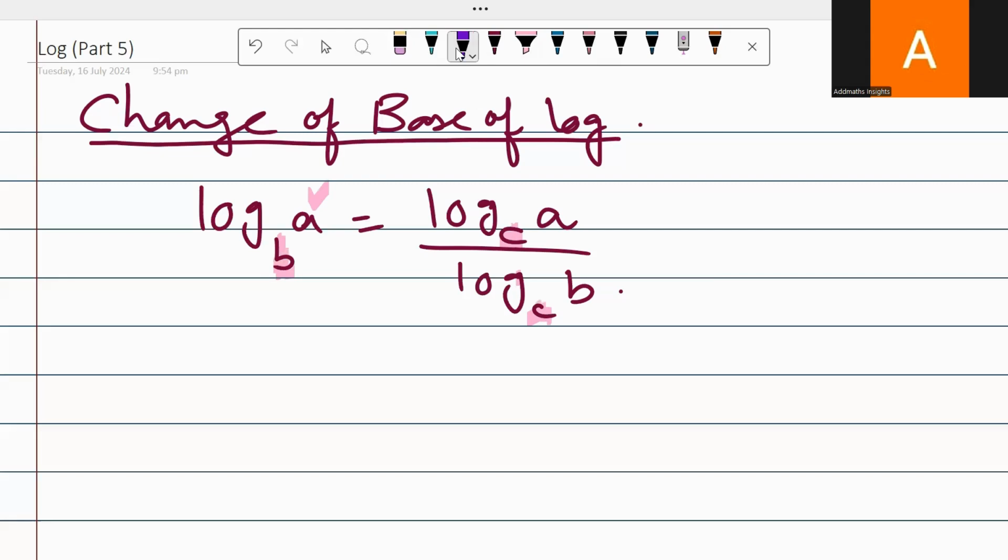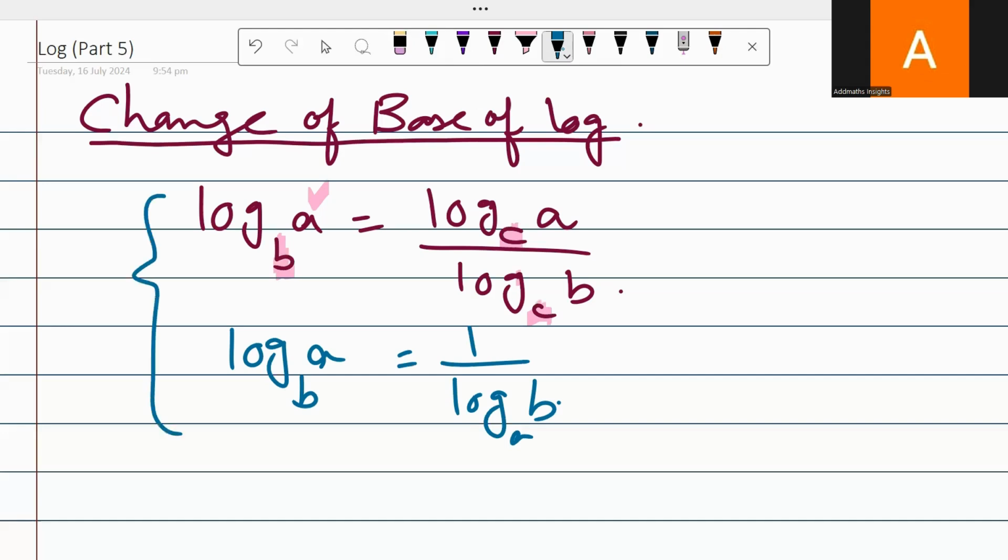There is one more way of expressing this change base law. It states that you can write log base B of A equals 1 over log base A of B. These two are called change of base of logarithms. Sometimes we use one expression and sometimes the other, according to the given situation. Now in today's video, you will learn to apply this change base law to solve questions.